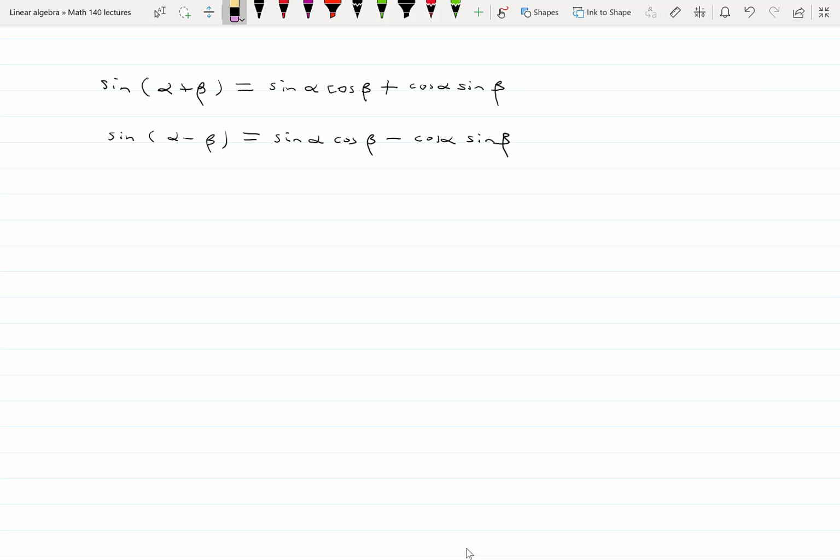In any case, you ought to memorize these formulas. In fact, all of the formulas from both sides of these pages. You'll need to memorize them for calculus and stuff. So let's take a look at working with these identities.